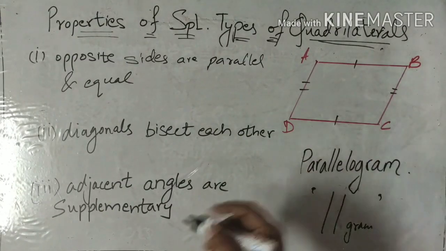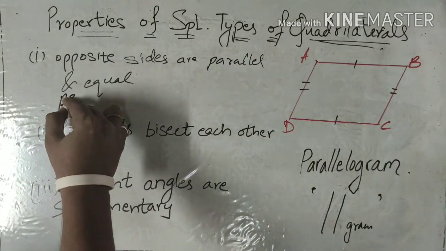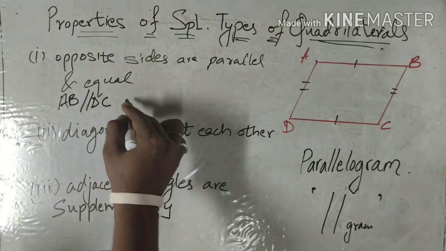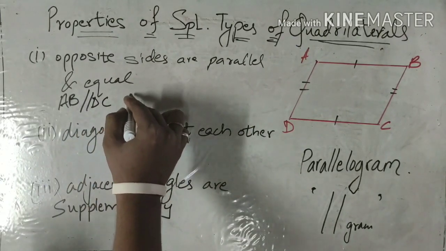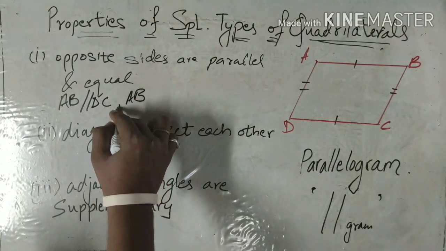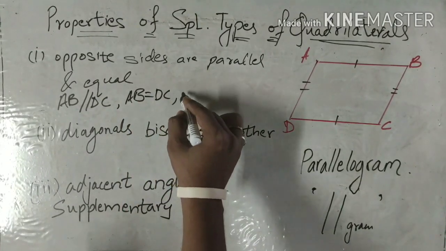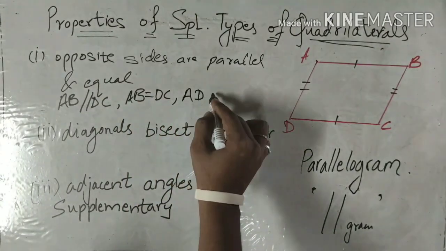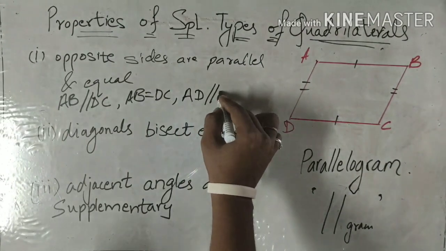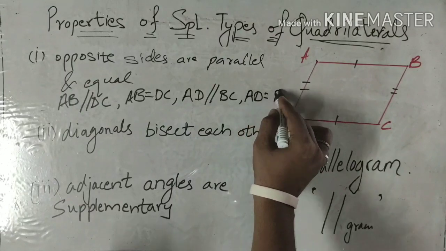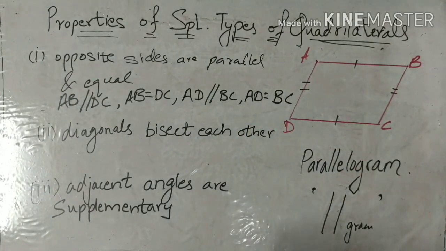So I may write it as AB is parallel to DC, AB is equal to DC, AD is parallel to BC, and AD is equal to BC.